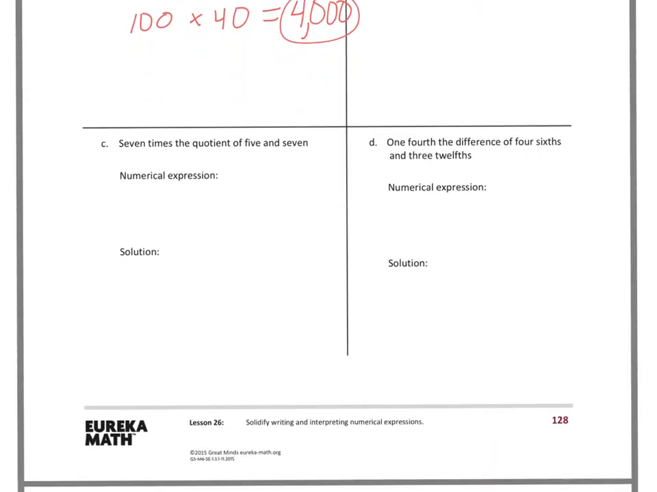For C, we have 7 times the quotient of 5 and 7. Quotient means division. So I have 5 divided by 7. And I have to multiply this by the answer to this problem. So I'm going to put it in parentheses first, meaning I have to divide that out first. So when I write this, I'm going to have 5 divided by 7 times 7.